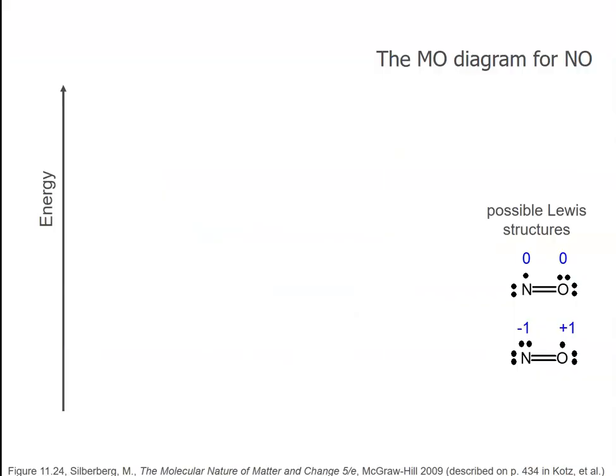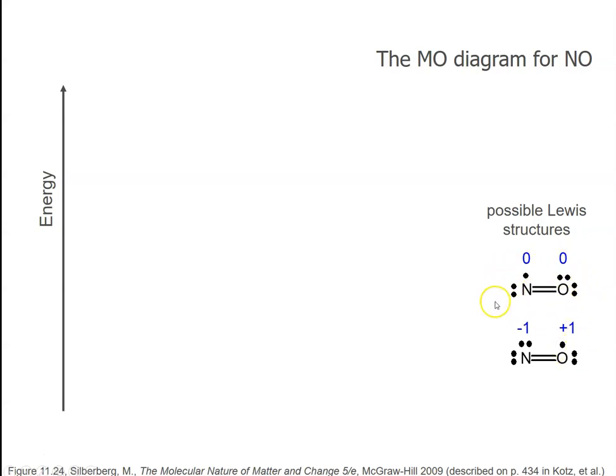I wanted to draw the MO diagram for NO because I wanted to do something that wasn't just two atoms that were the same. So again, I can draw Lewis structures for NO. NO has an unpaired electron because nitrogen has 5 valence electrons and oxygen has 6. So my Lewis structure is going to have 11 valence electrons. So we have 2, 4, 6, 8, 10, 11. So I can either put the lone electron on the nitrogen, or I can put it on the oxygen.